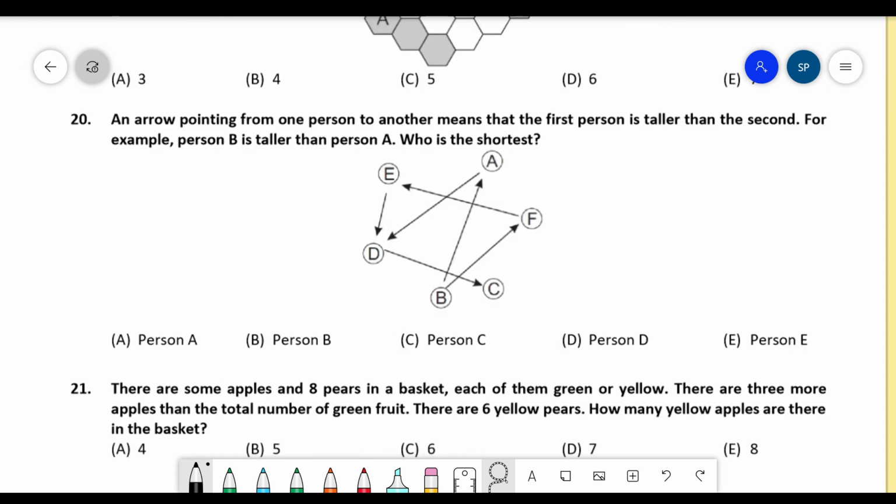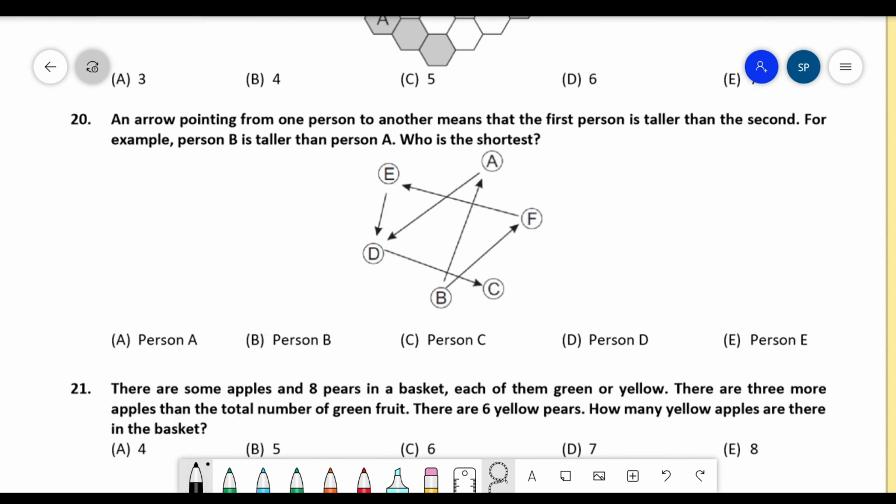20. An arrow pointing from one person to another means the first person is taller than the second. For example, person B is taller than person A. Who is the shortest? Okay, so if we want to see who is the shortest, first we need to look at the example. These arrows, B and A, for example, say person A is shorter than person B, which tells us that the one being pointed to is smaller. So if we take E and F, for example, that means E is smaller than F because E is being pointed to.